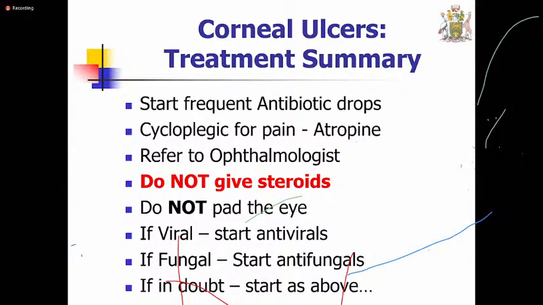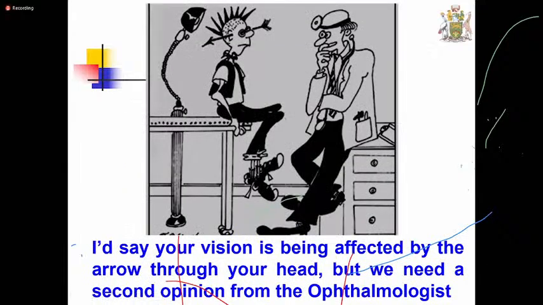If you're sure it's viral and you've seen the dendritic ulcer, start the patient on antivirals. If you're thinking of HZO, always start oral, systemic antivirals at the dose recommended for HZO. If it's fungal, you start antifungals. If in doubt, always put the patient on antibiotics, cycloplegic, and refer.